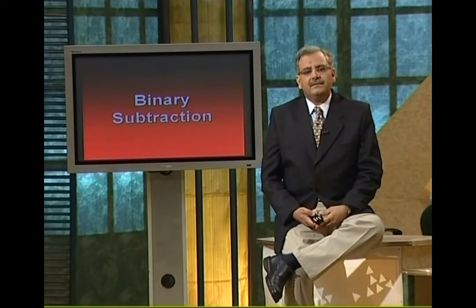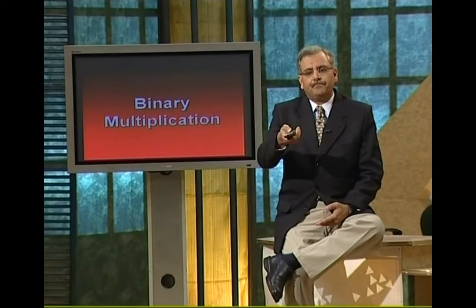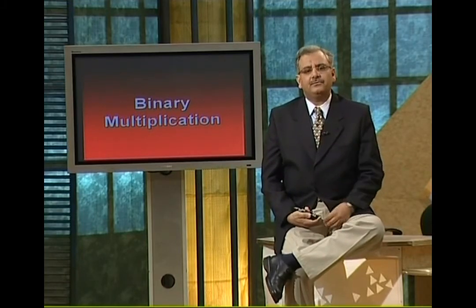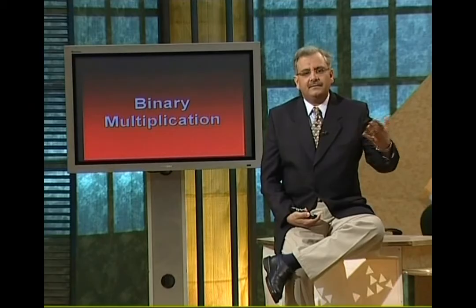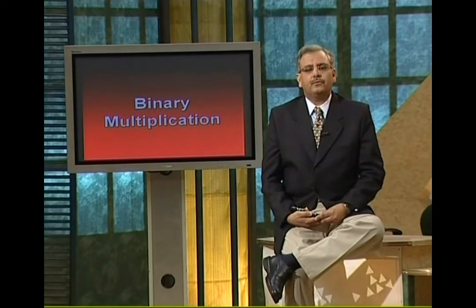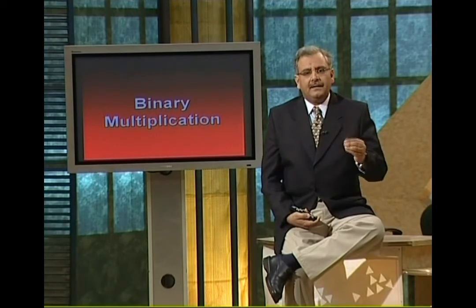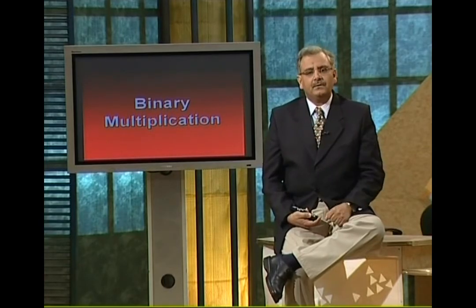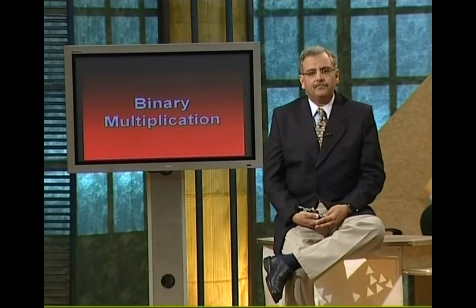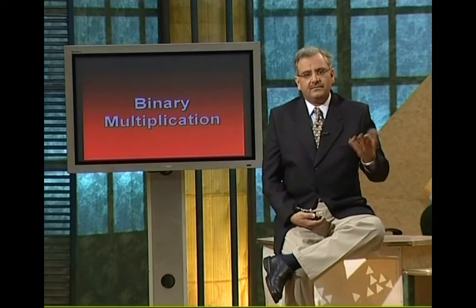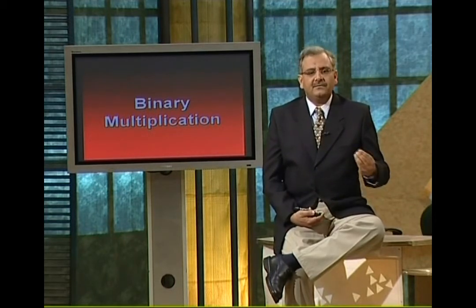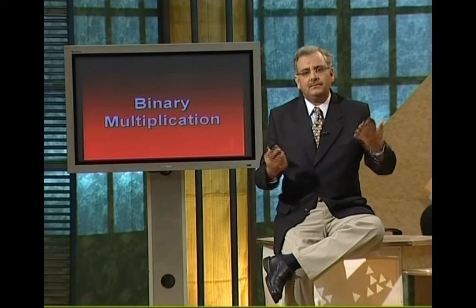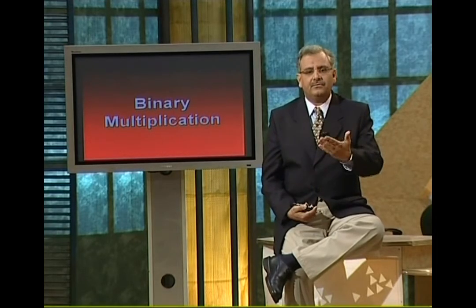Now let us look at binary multiplication. Binary multiplication is again very similar to multiplying in decimal. Let's consider the four cases. Multiplying 0 by another number, 0. What is the answer? It's 0. Let's consider the second case. Multiply a 0 with a 1. What should be the answer? Again, anything multiplied by 0 gives you 0.